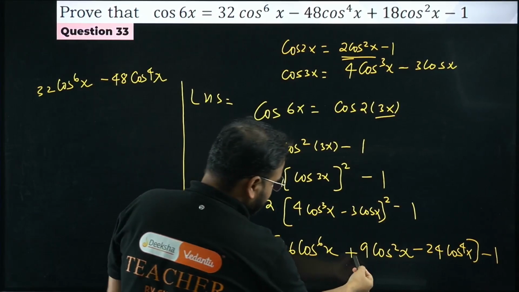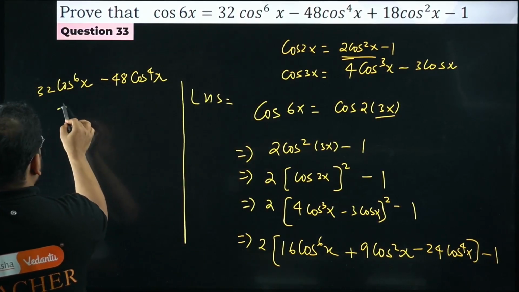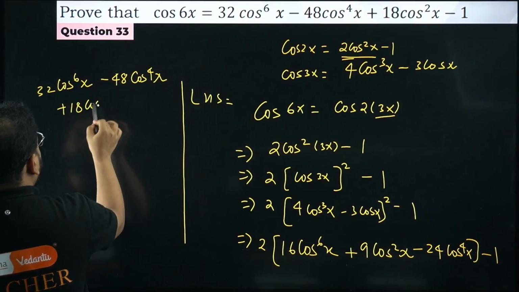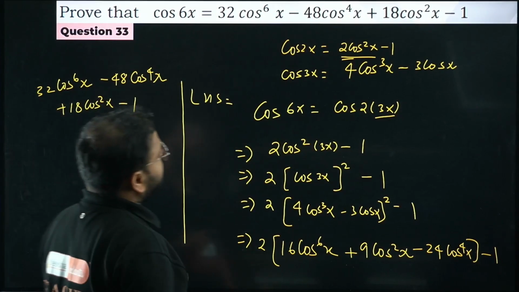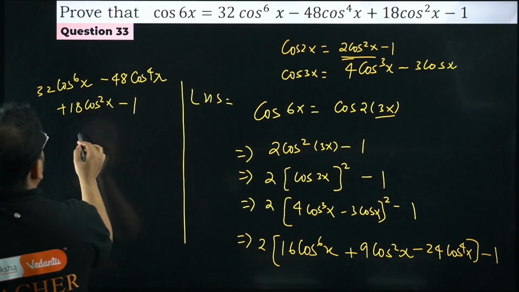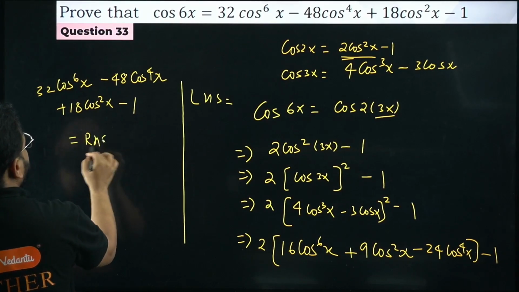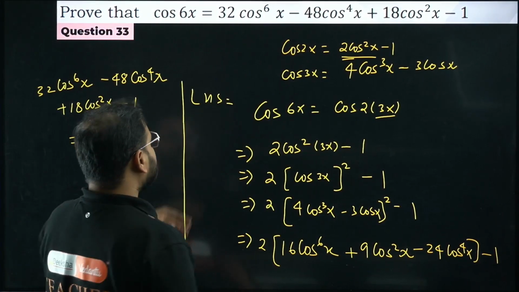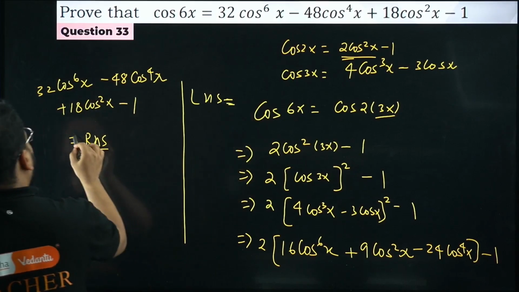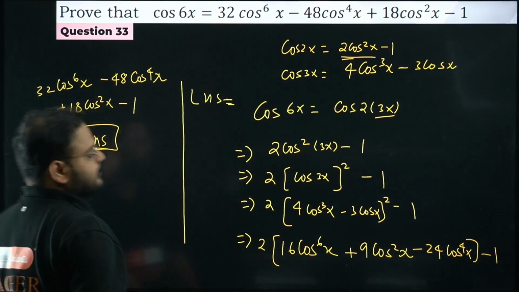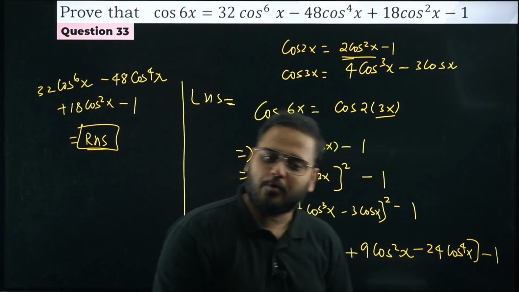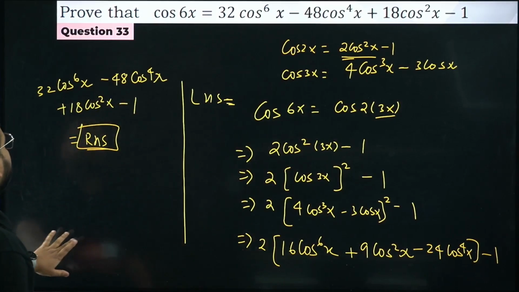Last this one, 9 into 2, 18 cos square x plus 18 cos square x minus 1. That's what it is in the RHS. So put it equal to RHS. Hence proved. Start from LHS, getting equal to RHS. Hence proved. Is it difficult? Of course not. Let's move on to question number 34 quickly.